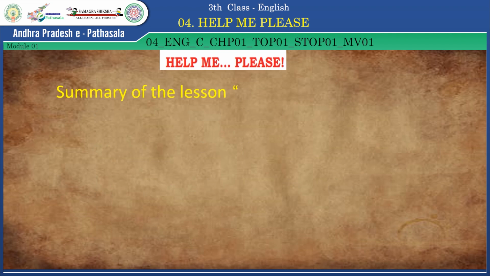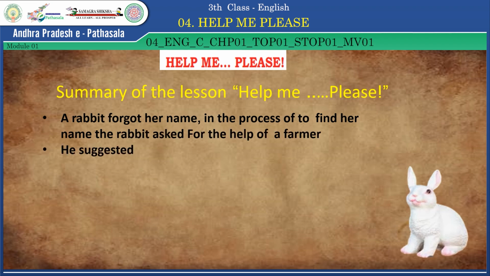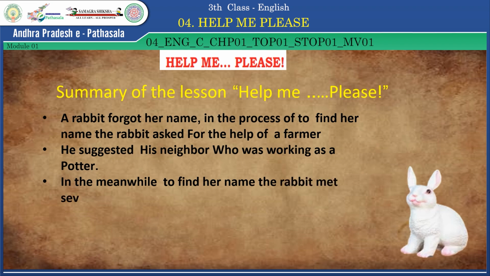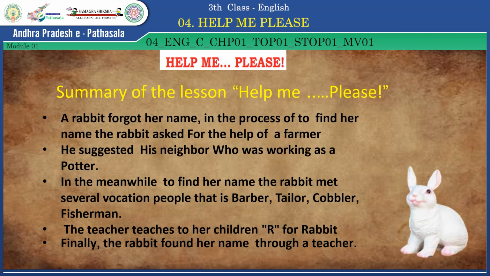Summary of the lesson. Help me, please. A rabbit forgot her name. In the process of finding her name, the rabbit asked for the help of a farmer. He suggested his neighbor who was working as a potter. In the meanwhile, the rabbit met several vocation people, that is, barber, tailor, cobbler, fisherman. The teacher teaches her children, and the rabbit. Finally, the rabbit found her name through a teacher. Children, let us move to the next segment, that is comprehension.